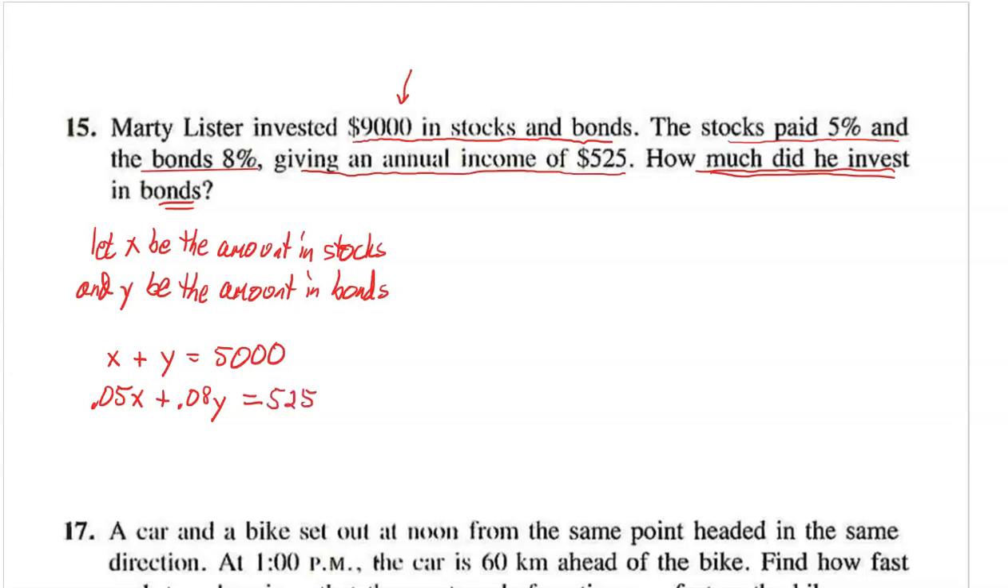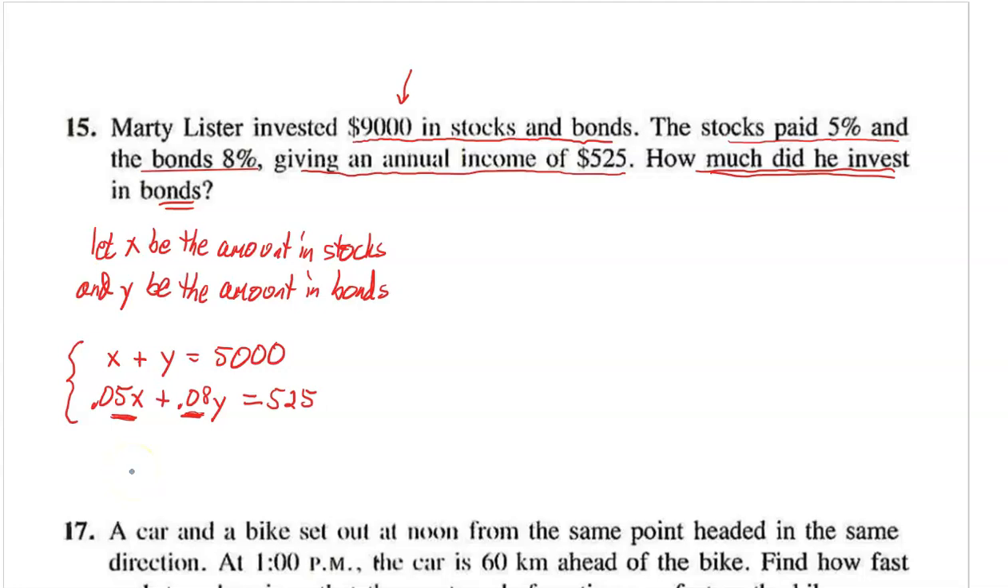So that second equation in symbols looks like this, but think about its actual meaning. This right here is the interest earned on stocks plus the interest earned on bonds adds up to $525. Here is our system. Now we want to solve this.